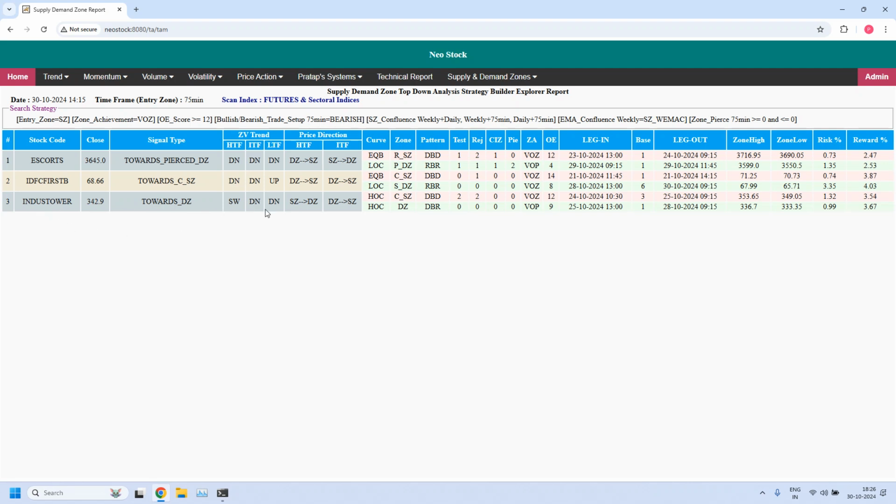Of course, the third one is also high probability. Compared to the third, the first and second are even more high probability. And all the 3 supply zones are high liquidity zones, 75 minute supply zones.